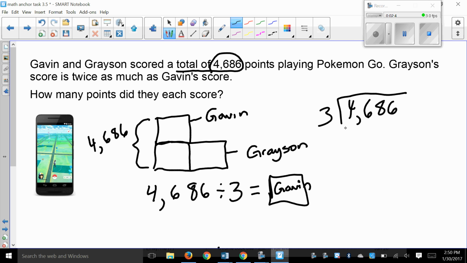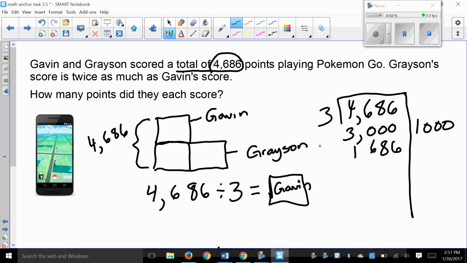So I know 3 can go into 4,000 1,000 times. I subtract. I know 3 goes into 1,686. I can say 3 times 400 will get me 1,200. So then I subtract again. Then I'm going to do another 100.